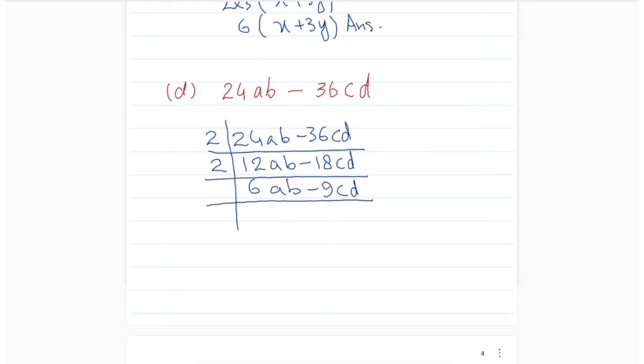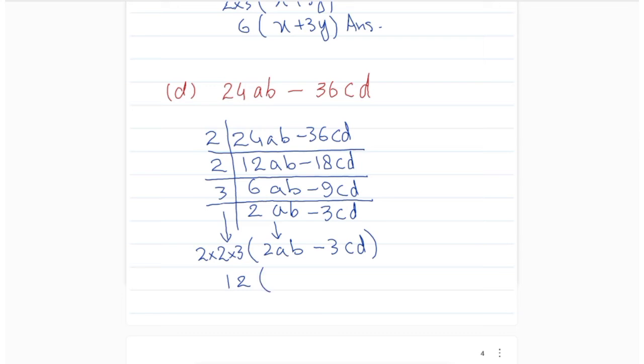But both the numbers are divisible by 3. So we'll be dividing by 3. So 3 2s are 6, ab, minus 3 3s are 9, cd. So no more common divisor is there. So that's why we'll be writing 2 times 2 times 3, and in the bracket, this will be 2ab minus 3cd. So after multiplication, we'll get 12 and in the bracket 2ab minus 3cd. And this is your complete factorization, which is your answer.